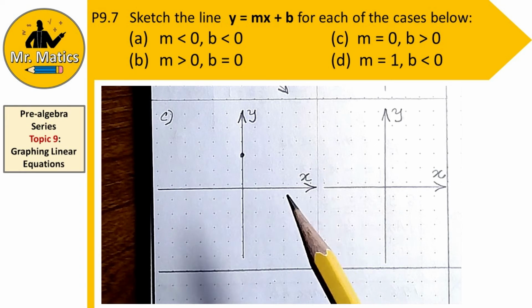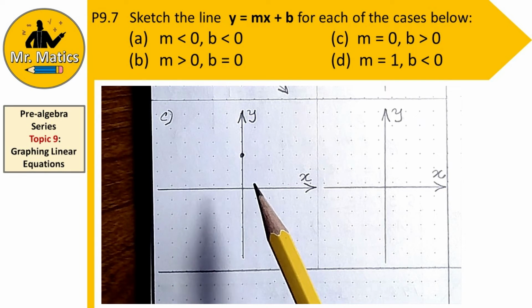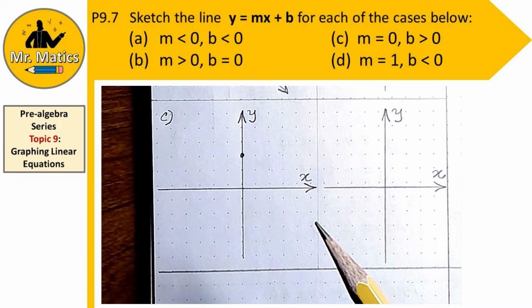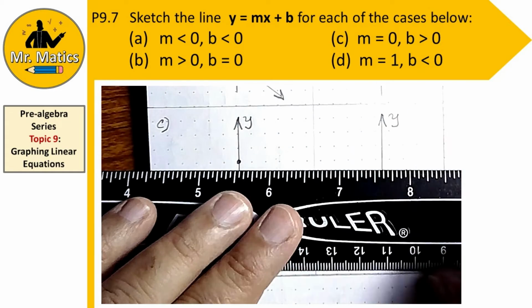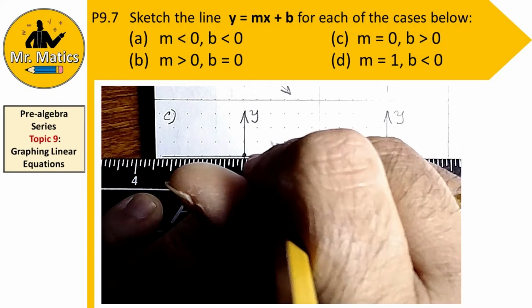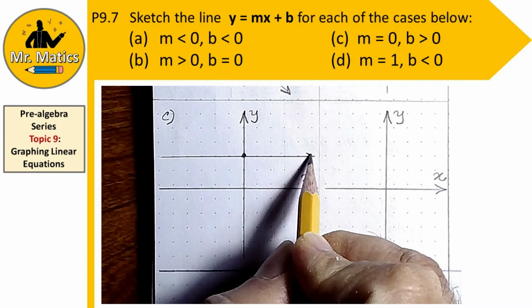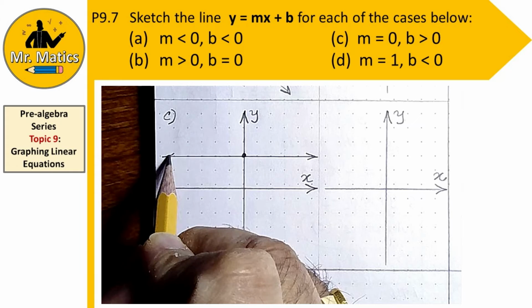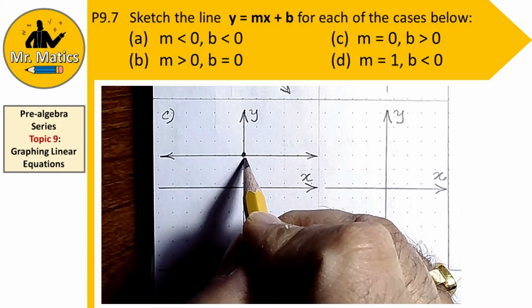Why? Because no matter what x you choose, let's say x is 50 or x is minus 50, you will always get y is 0 from the m times x term, because if m is 0, then m times x is also 0. So that's why this line will be parallel to the x-axis at some positive b intercept. So this is positive.